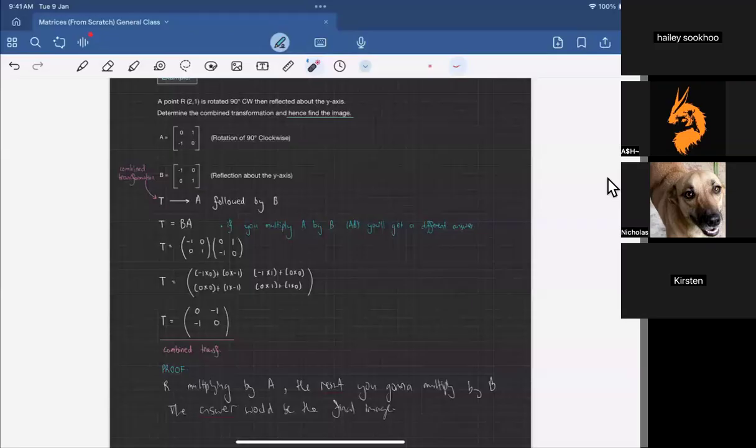Okay, Haley, with regards to how you're writing it, it's always the transformation matrix by the object. So how I would write it, I would say you take AR. AR is equal to that. So instead of saying A is equal to, you've got to say AR, because it's A transformation by the object R.